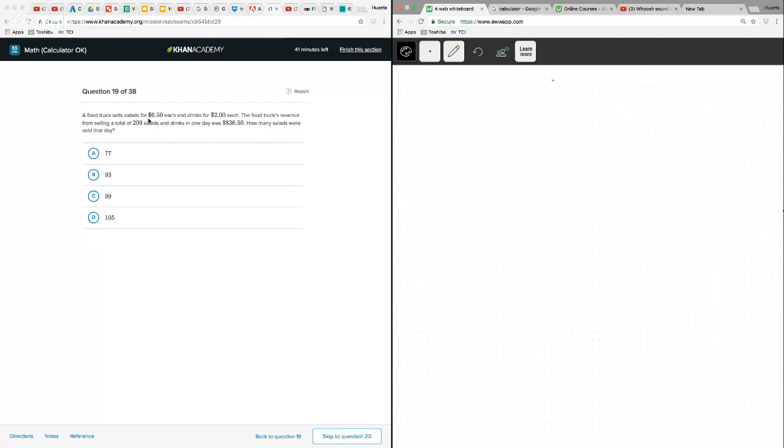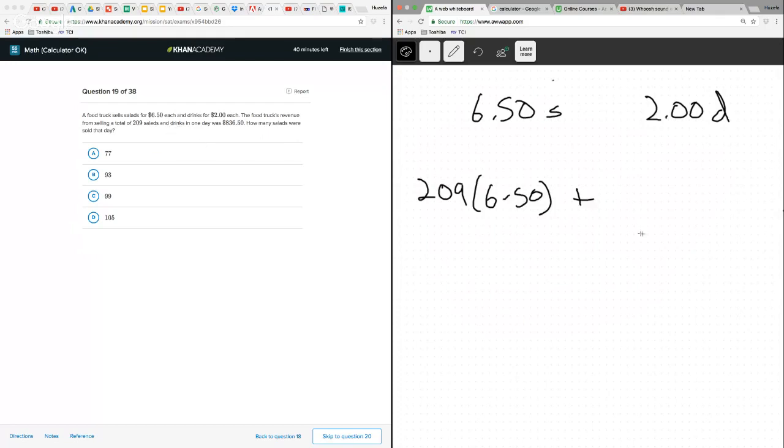Next, a food truck sells salads for $6.50 and drinks for $2 each. The food truck's revenue from selling 209 salads times 6.50, and I think it means to say some number of drinks times 2, equals $836.50. How many salads were... oh, no, I'm sorry, now I see. 209 salads and drinks, so they sold 209 total.